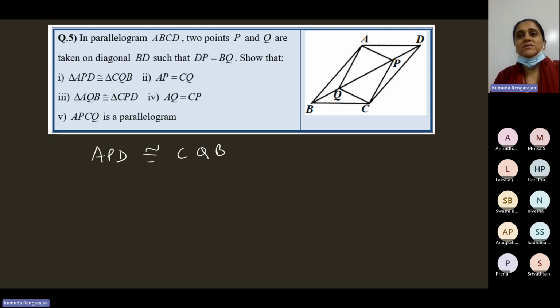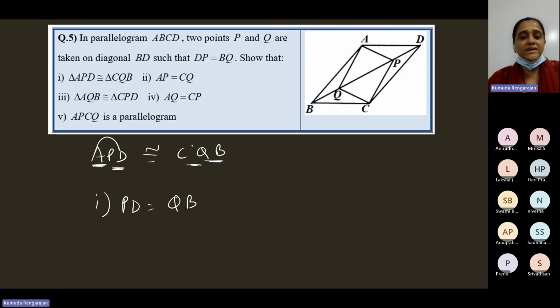You're only going to write pairs of equal sides or angles. You can get the relevant ones from the name itself, but you must check if it is given or if you can give a reason for that. You cannot simply write AP equal to CQ. Can you write PD is equal to QB? Yes, so that is one piece of information. PD equals QB because that's given.